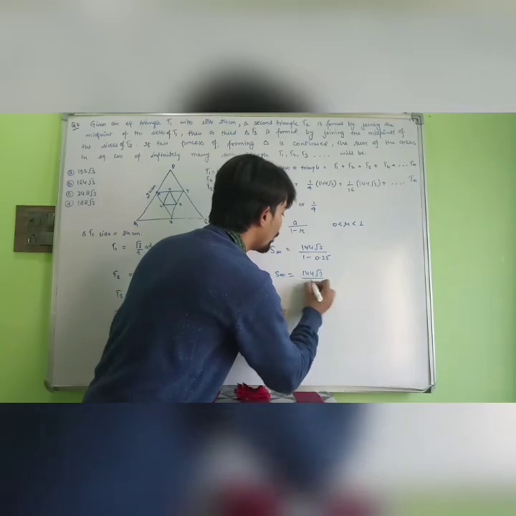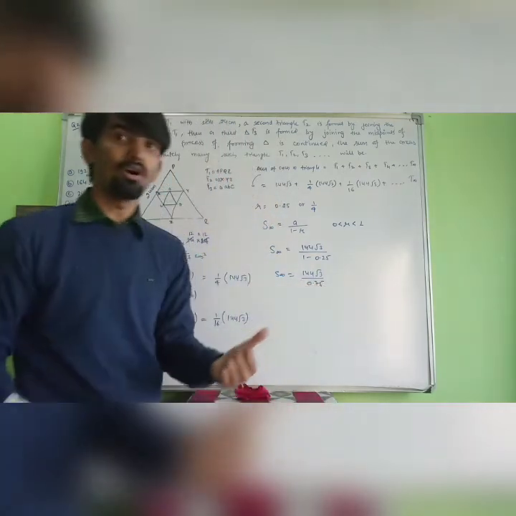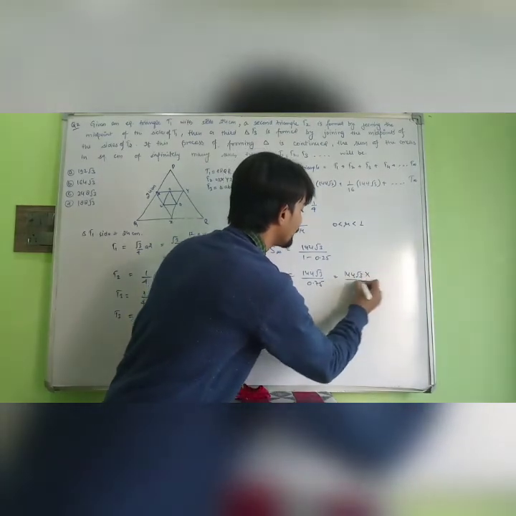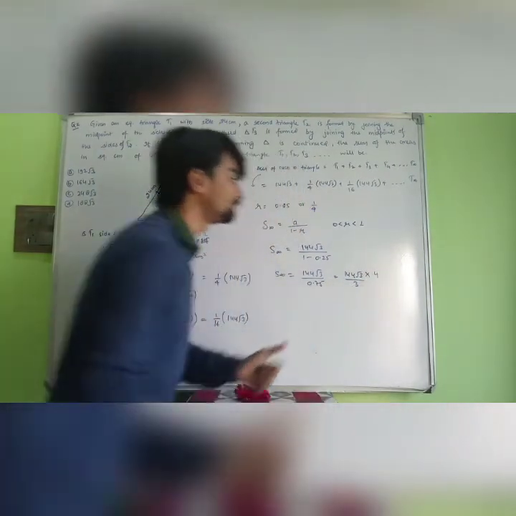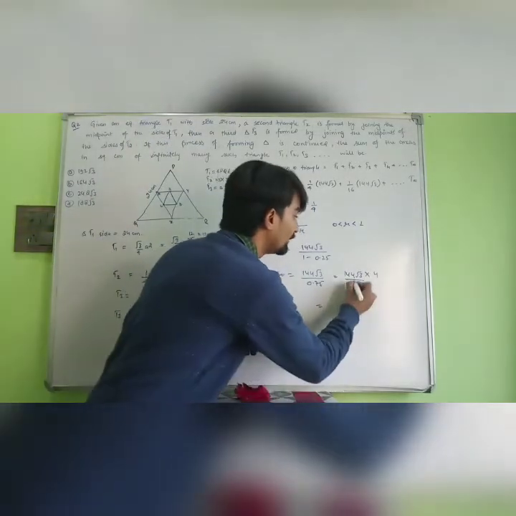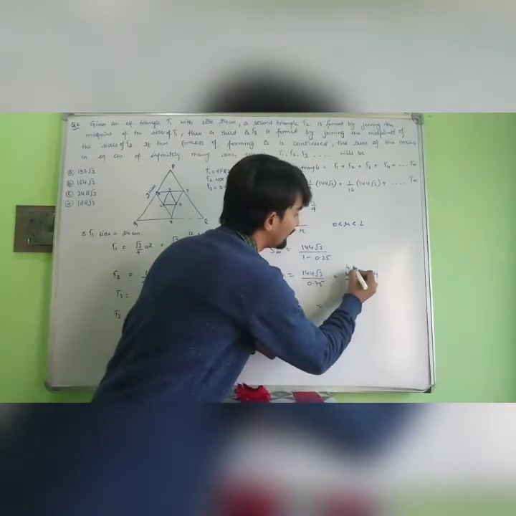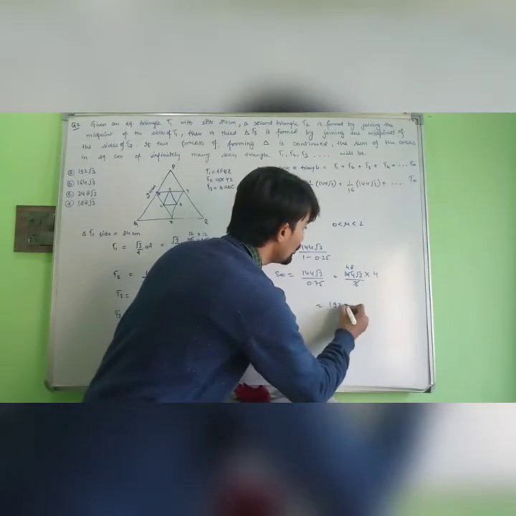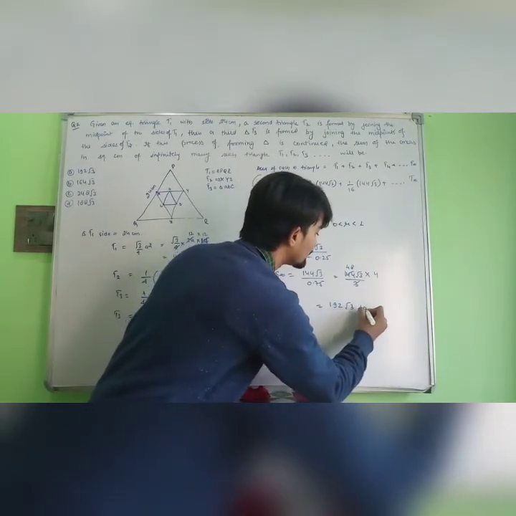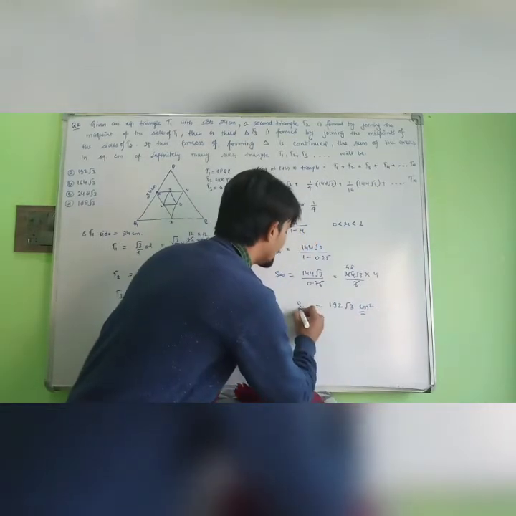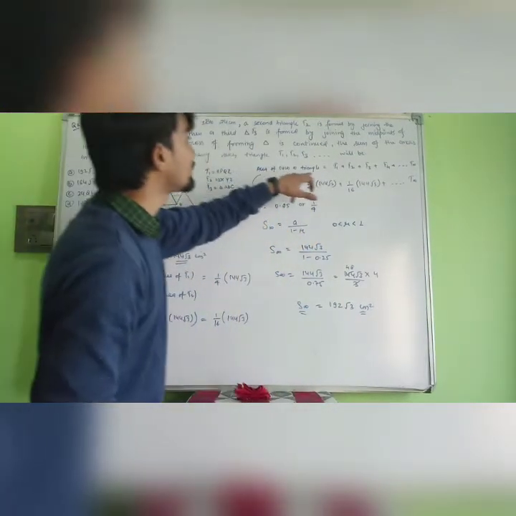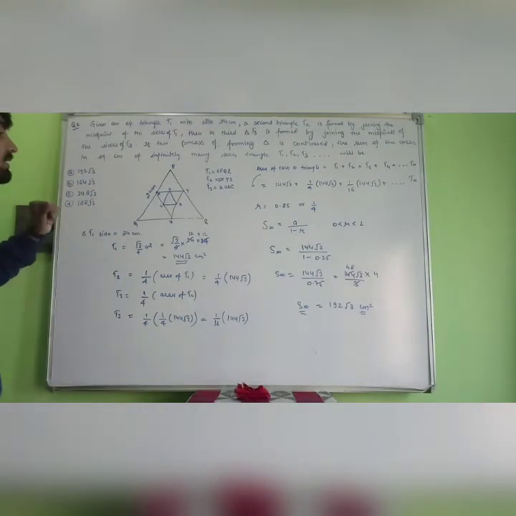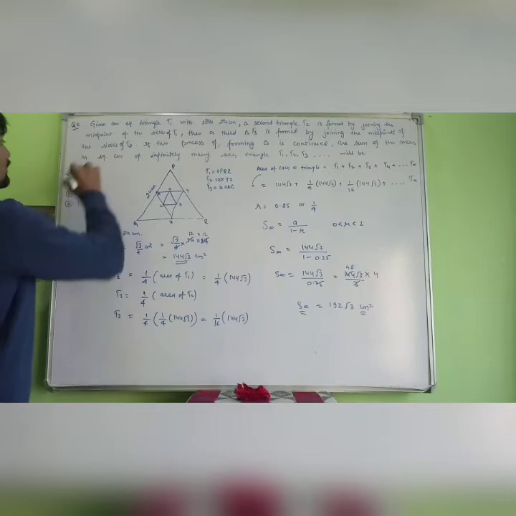On solving this, we will have 144 root 3 over 0.75, or we can write it as 144 root 3 upon 3 by 4. Okay, and if we solve it, 3 fours are 12, and 48 into 4 is 192 root 3 centimeter square. That is the sum of all such triangles formed, right? If we check the options, option number 1 is correct.